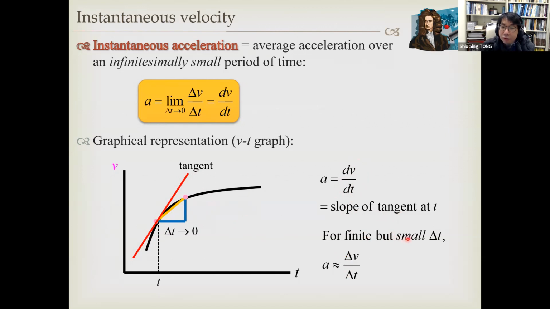And again, if my delta t is not infinitesimal but sufficiently small, we can still approximate the instantaneous acceleration by the ratio of delta v over delta t. Okay, and that again forms the basis for the numerical method that I will introduce to you later.